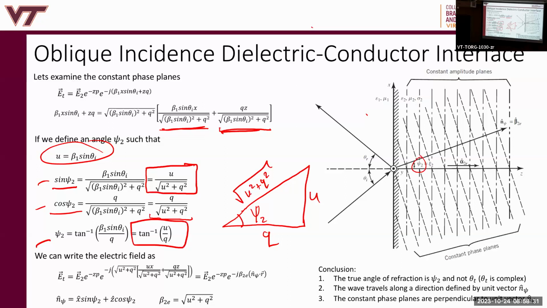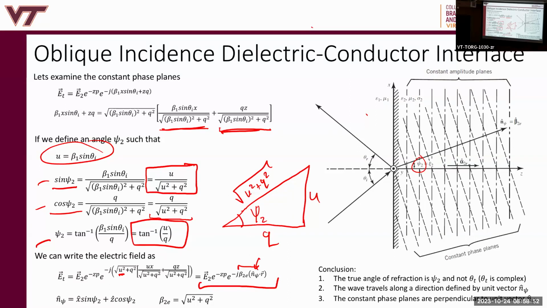Okay, and then you can write the electric field in terms of this new variable U, and you end up with this expression here, and we have some unit vector in the direction of propagation, n psi, and beta times n psi is nothing but beta dotted with r, e to the minus j beta dotted with r. So we're trying to write it in terms of that form.